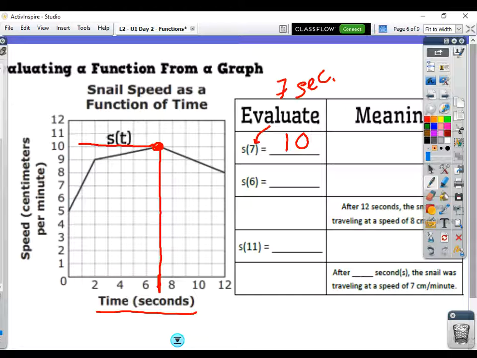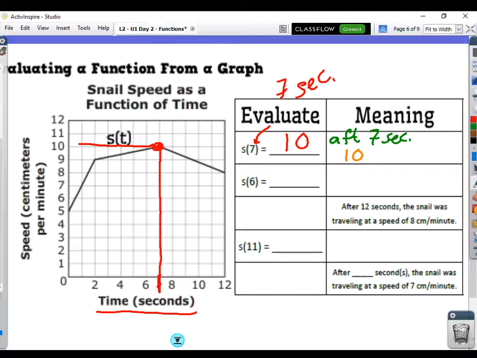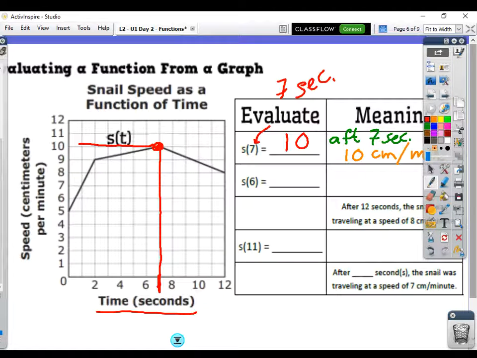But we want to make sure we understand what this means too, to express it in words. So it's basically saying that after 7 seconds, how fast are we moving? We're moving 10 centimeters per minute. Remember, snails aren't too fast. So after 7 seconds, we're moving about 10 centimeters per minute. It's important that you're able to evaluate, but it's also important that you're able to translate, to actually understand what it means. So press pause on the video and try these other blanks to see if you can evaluate them and then also interpret them.